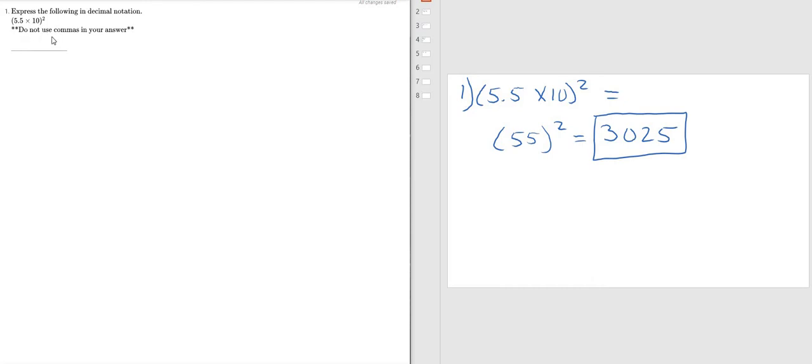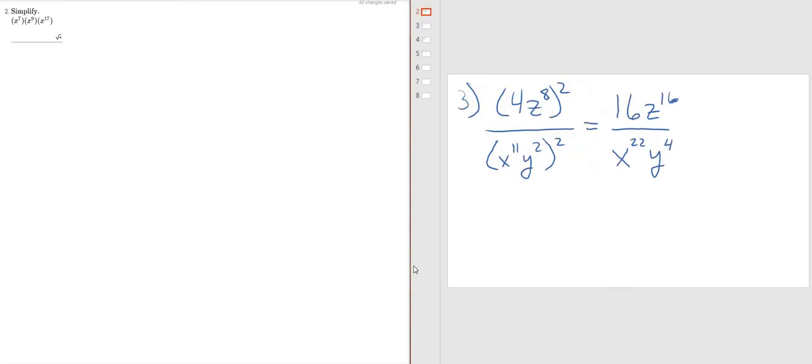So number one, express the following in decimal notation, do not use commas. Over here I've already worked it out. 5.5 times 10 all squared, 5.5 times 10 equals 55. Square that, we get 3025. So for our answer, that one's pretty straightforward. You just type it in, not a lot to it. Let me see the next one. I'm not going to do all of these. I've just picked out a few to demonstrate.